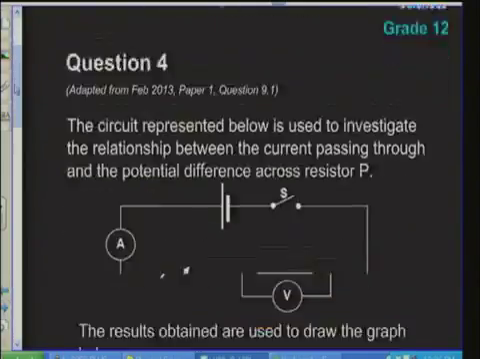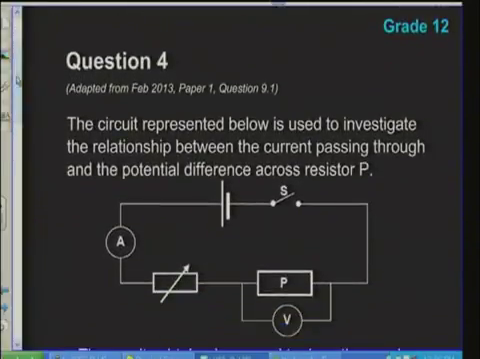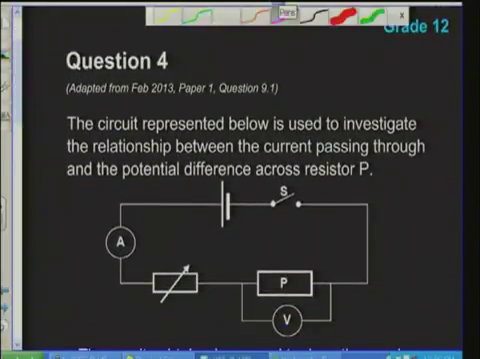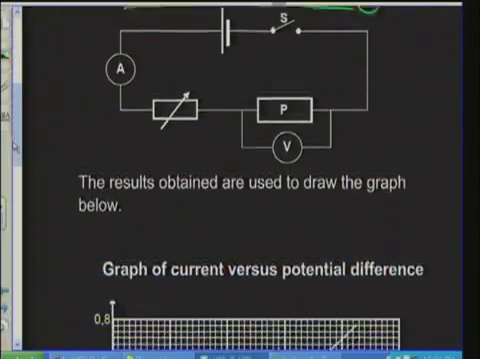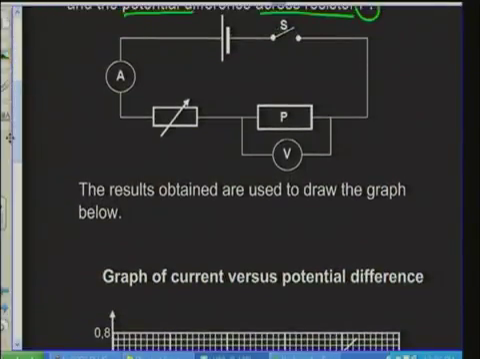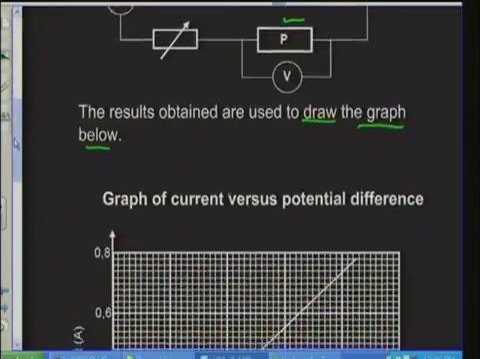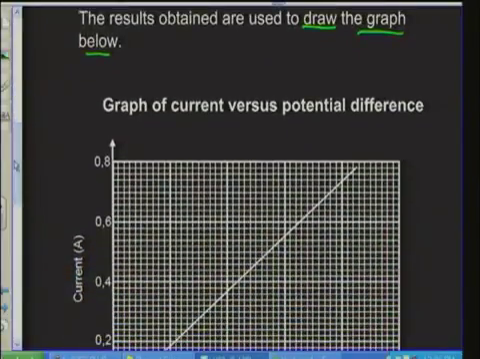Now, moving quickly, we have one more question to do here. I hope time will allow us to do so. Let's read it through. The circuit represented below is used to investigate the relationship between current passing through and the potential difference across resistor P. There is the circuit diagram and the resistor P. The results obtained are used to draw a graph, so the graph drawn below is from the results.